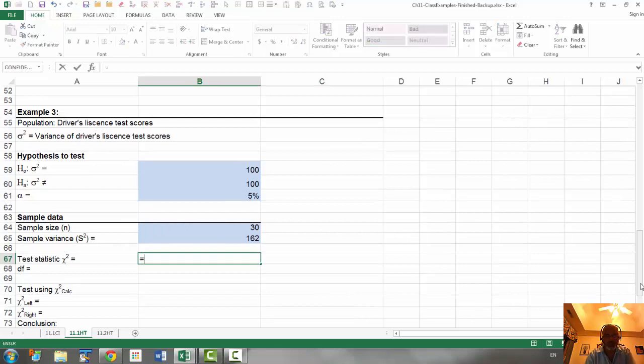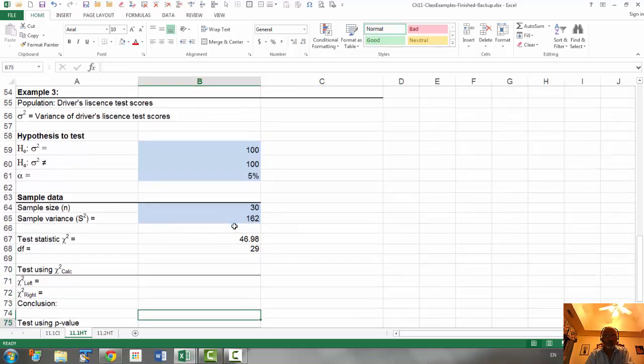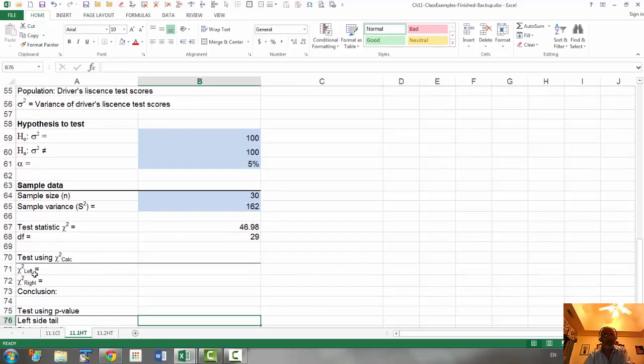Now the test statistic is n minus 1 times s squared, the sample variance. Here the sample variance is given, so we don't need to square this. If this was standard deviation, then we would have to square it. Same here, divided by sigma sub 0 squared. So that's our test statistic, and the degrees of freedom is n minus 1. Now we'll do the test both using the test statistic as well as the p-value.